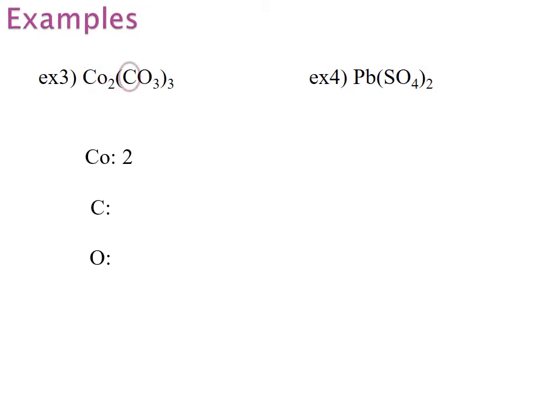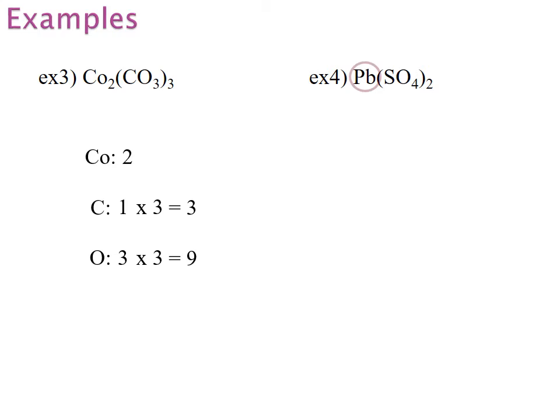Carbon, there's just 1 of them. It's inside brackets, so I will have to multiply that by 3, giving me a total of 3 carbon atoms. Oxygen, there are 3 of them. It is also inside of brackets, so I will have to multiply it by 3, giving me a total of 9 oxygen atoms. Now let's look at lead(IV) sulfate.